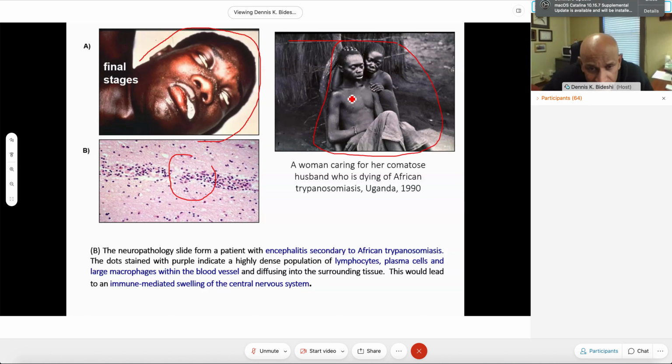Think about prion disease. We talked about that way back when, right? At some point, the brain becomes so damaged that you lose consciousness, you slip into coma, and you die. In a similar way, this is a parasite that can really destroy the central nervous system.